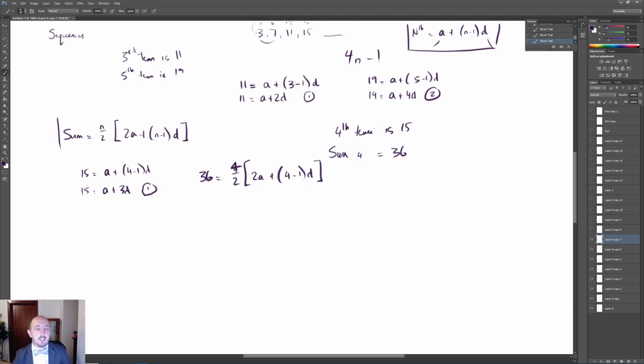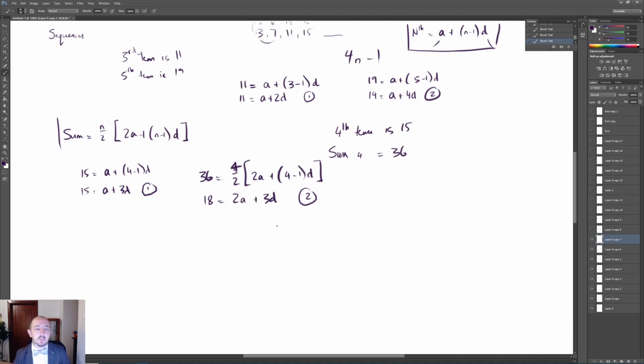Okay, so we can clean this up a bit. We divide by 2 and we get 18 equals 2a plus 3d. This is our second simultaneous equation. So now we have our 2, we can just do our usual simultaneous equations using our doubling 1, tripling 1, or multiplying 1 by 3, subtracting them and all of that sort of stuff, using our calculators to check.